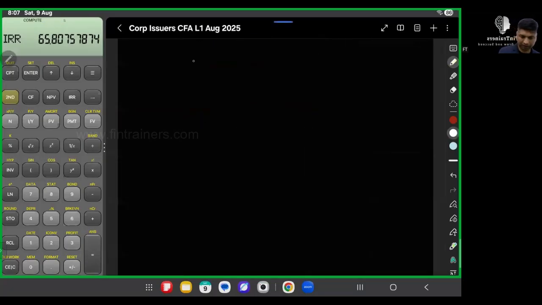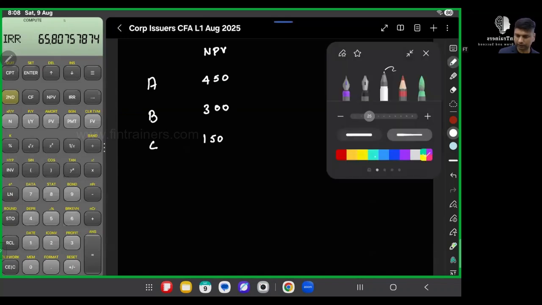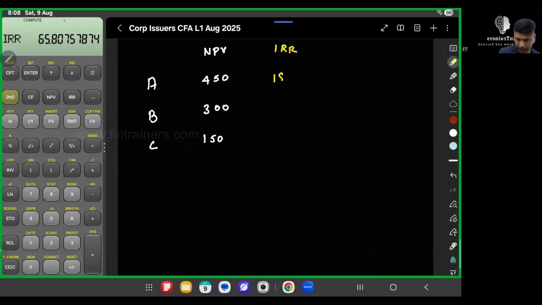Okay, now conceptual question. Let's say there are 3 projects, A, B, and C. NPV is 450 mil for the first project, 300 for the second, 150 for the third project. IRR 18%, 22, 18%. Okay. Which of these would you choose? Project A alone, B, or B and C?